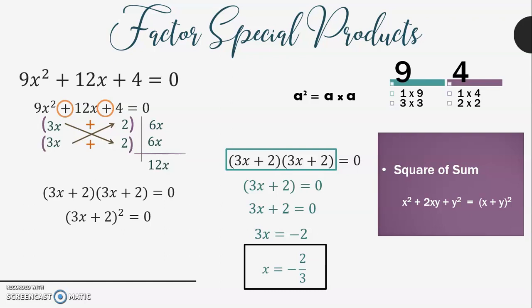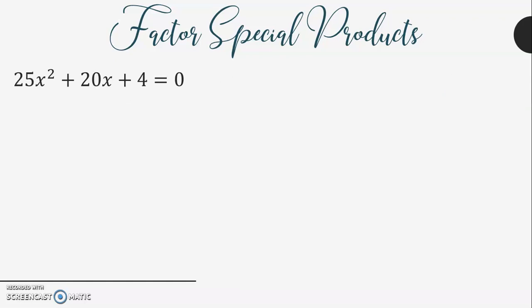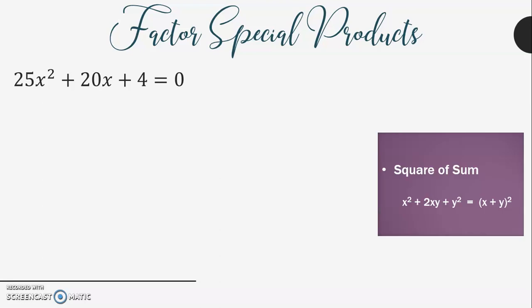So we're going to do another exercise so you can see one more. Okay, in this exercise I have 25x squared plus 20x plus 4 equals 0. So what do I need to do? Well, I need to apply my pattern. My pattern tells me that I need to have a square number at the beginning and a square number at the end. As you can see here, I have it.